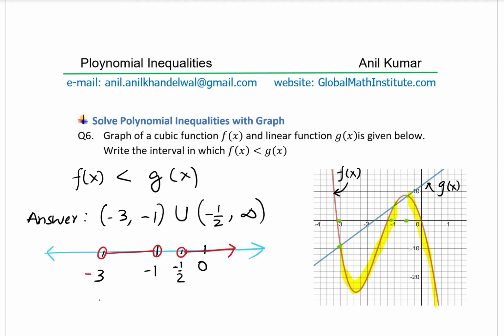Or we could say x is greater than minus 3, less than minus 1, or x is greater than minus half. So these are three different ways of writing your solution, right? So this is one solution, this is second, and third. All are exactly the same, representing the same answer. Perfect. So that is how you're going to represent the solution.